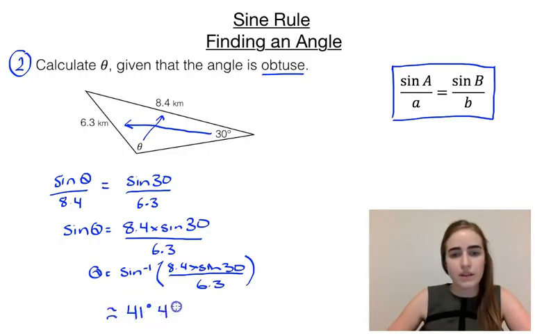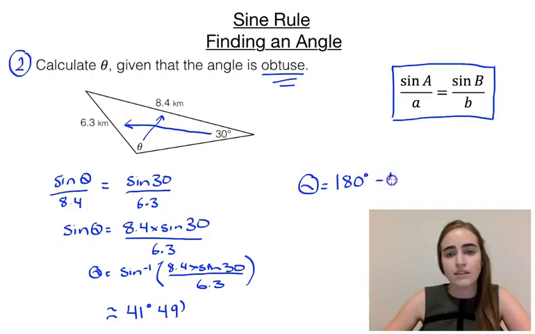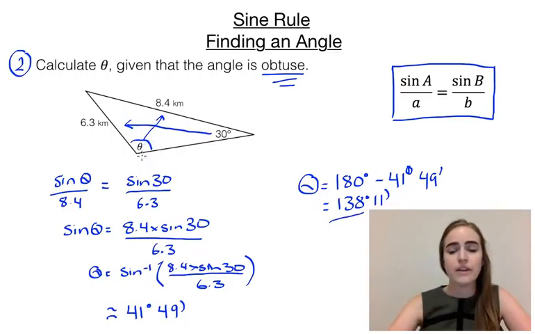degrees and 49 minutes. But we were specifically told that we wanted our angle to be obtuse, and we've been given an acute one. So we know from our work with obtuse angles and sine that we need to find the supplementary angle there. So actually, our angle theta is going to be equal to 180 degrees minus 41 degrees and 49 minutes, which would be equal to 138 degrees and 11 minutes. So that there is the size of that obtuse angle. So that's a few examples of using the sine rule to find the size of an angle.